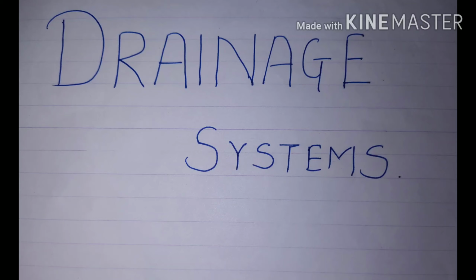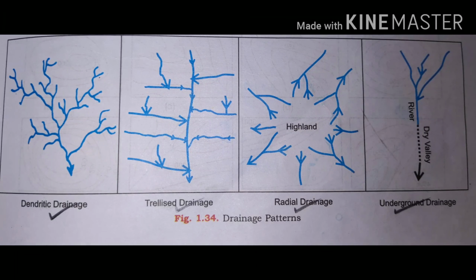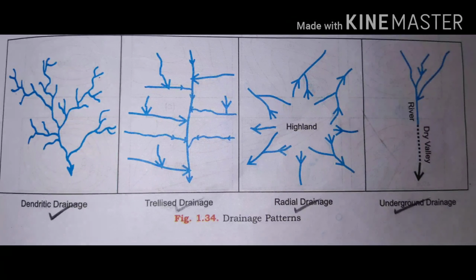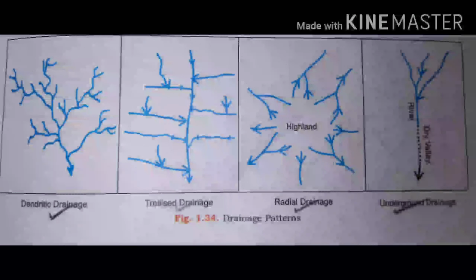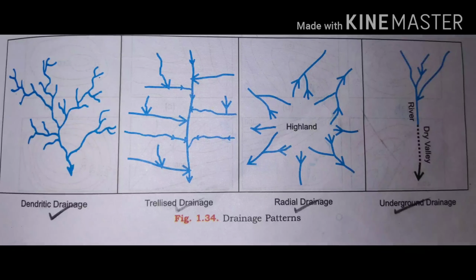So there are 3 different patterns, or you can say 4 different patterns of drainage which are generally found. The first is dendritic drainage. In dendritic drainage, the water flows like the branches of a tree. You can easily observe it in the diagram. The next type of drainage is trellised drainage. In this, the smaller streams meet the larger stream, making a right angle. Therefore, a rectangular pattern is generally formed.